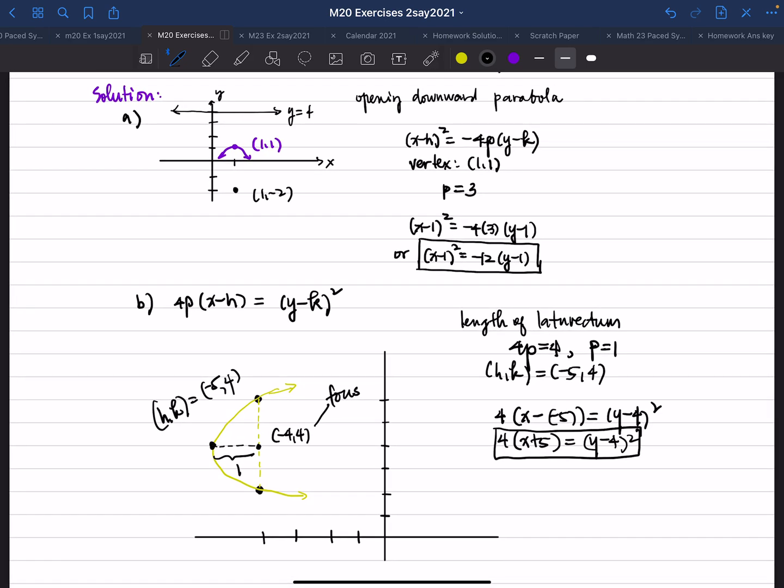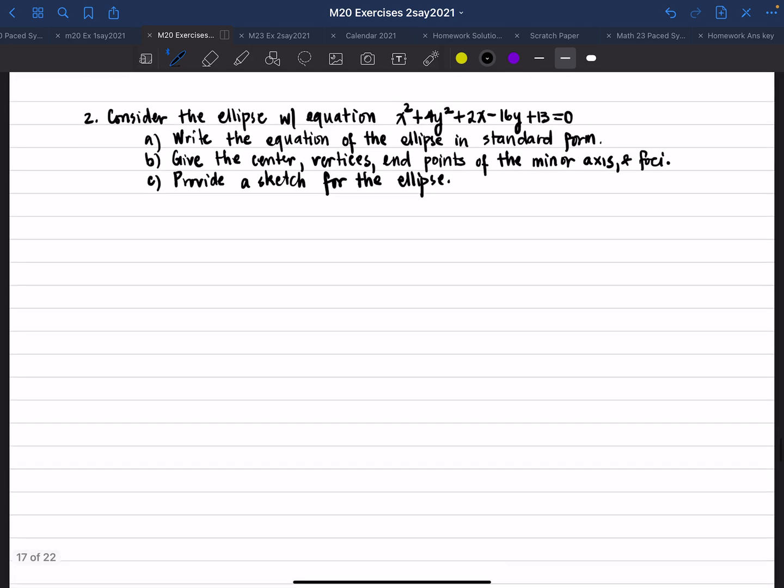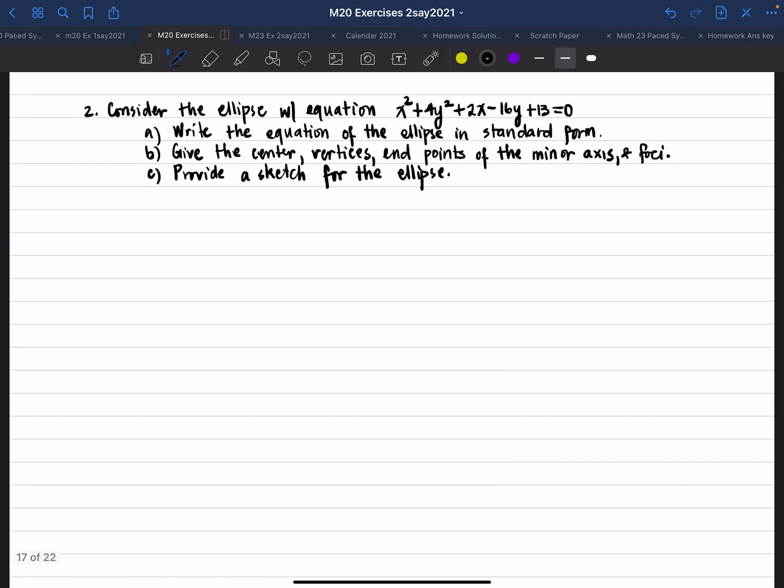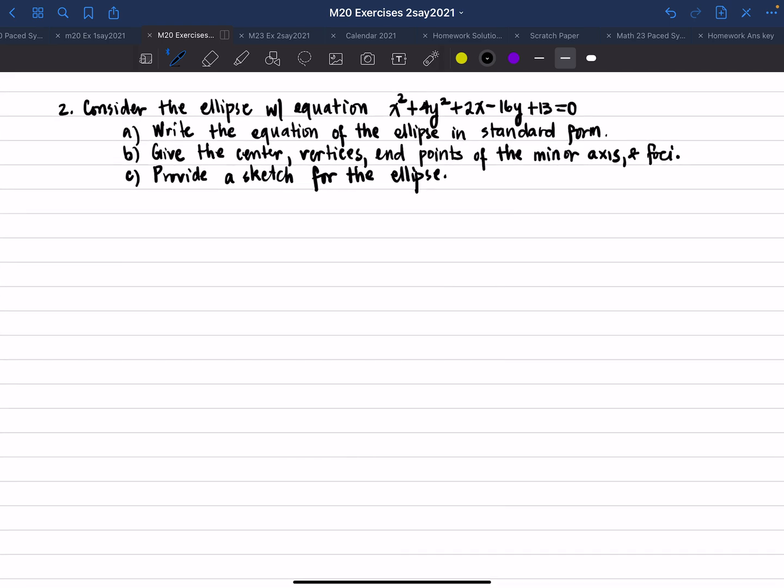Okay. Let's proceed with number 2. Okay, so let us consider this ellipse with this equation. So, write the equation of the ellipse in standard form. Give the center, vertices, and points of the minor axes and foci. Provide a sketch for the ellipse.